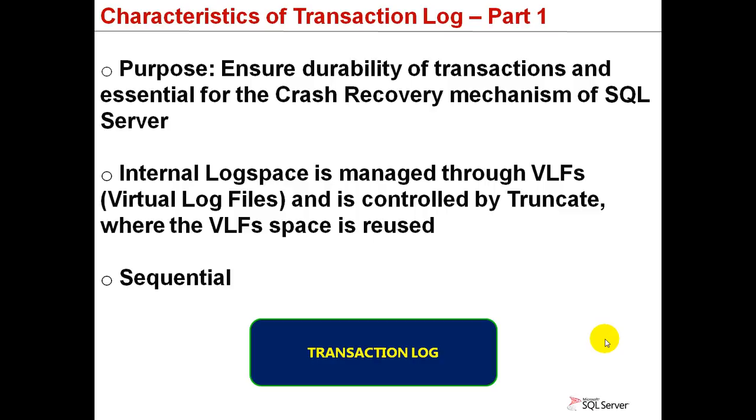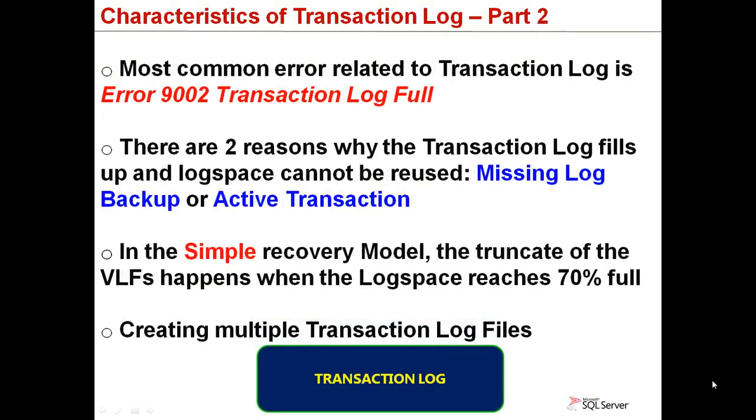The transaction log consists of virtual log files, and these are constantly being reused. We will see a little bit more about them on the next screen. It is also good to remind that the transaction log is sequential. The error 9002 is a classic when dealing with transaction logs. Eventually, you get to see at least one if working as a production DBA. We will see it happening in the practice demo.